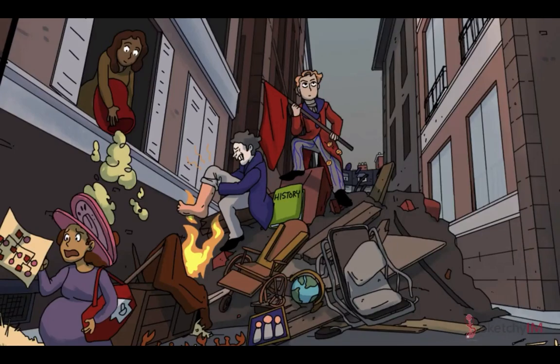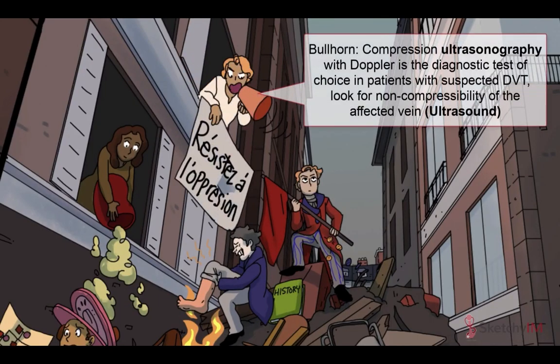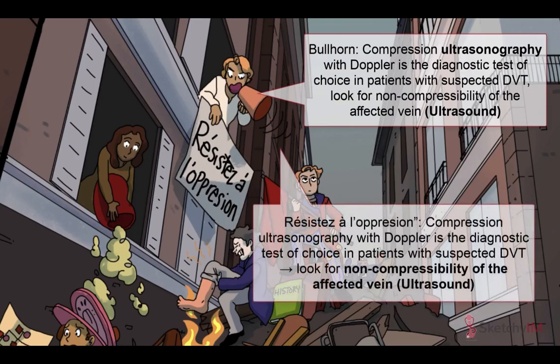Your attending might enjoy asking you about Homan's sign, aka calf pain on passive dorsiflexion of the foot. But in reality, it is neither sensitive nor specific enough to be used in the diagnosis of DVTs. Take that, attending. Practically speaking, if you're reasonably concerned about a DVT in your patient, the next step is to order compression Doppler ultrasonography to look for non-compressibility of the veins in the affected leg.